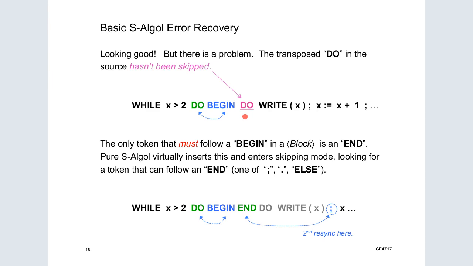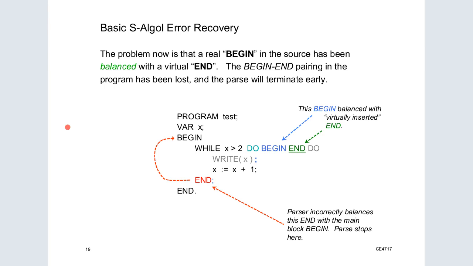So pure SALGOL virtually inserts this and enters skipping mode looking for something that must follow an end, which is either a semicolon or an end of program marker or an else keyword. And it finds a semicolon and resynchronizes there. So you might say that's not too bad, but the problem is that a real begin in the source has been balanced with a virtual end. So the begin-end pairing of the program has been lost, the program has become unbalanced, and the parse will terminate early.